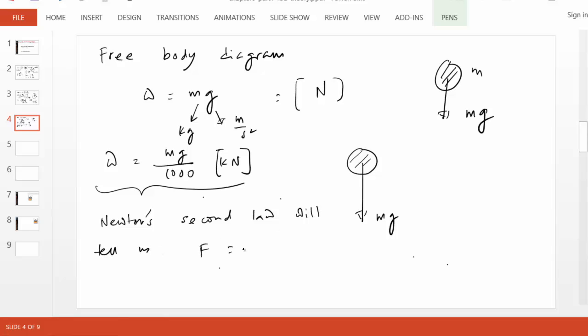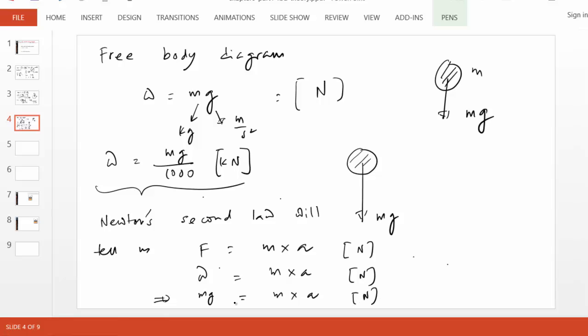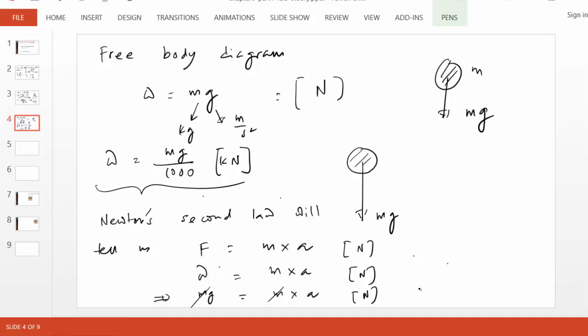That force equals mass times acceleration. What is our force? It is the weight. Mass times acceleration. But we already proved that weight is nothing but mg, which is mass times acceleration. By the way, these formulas are all in Newton for our discussion here. So we can see that mass gets cancelled and therefore g equals a.